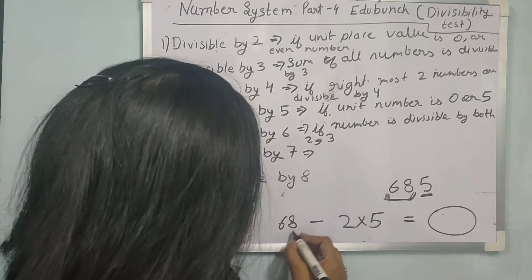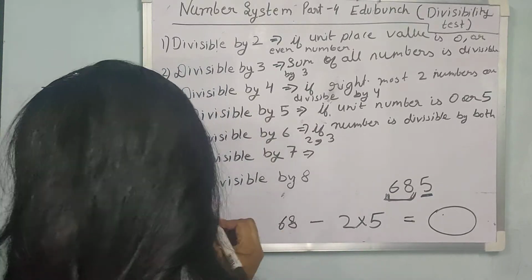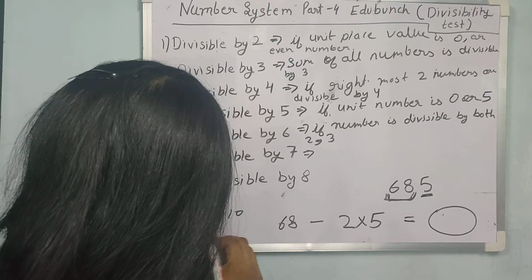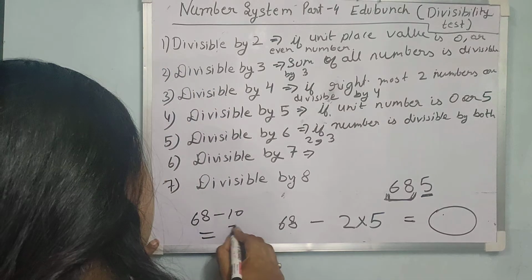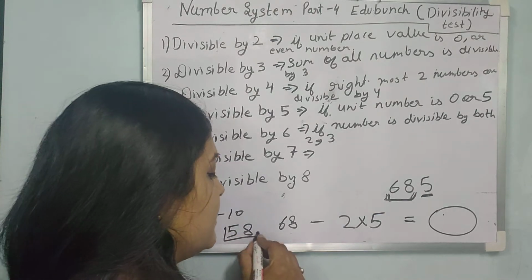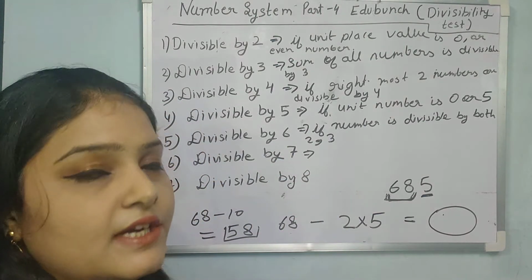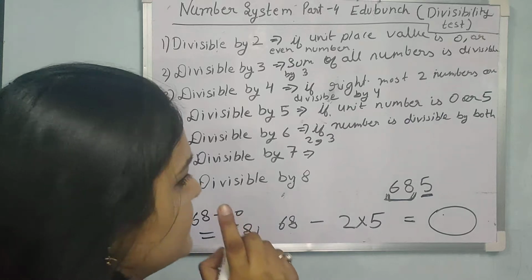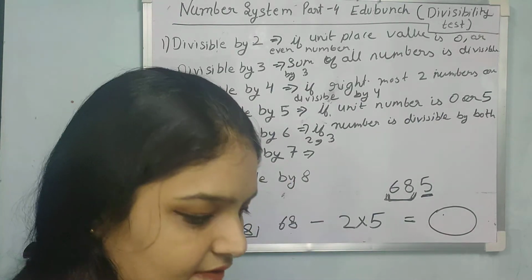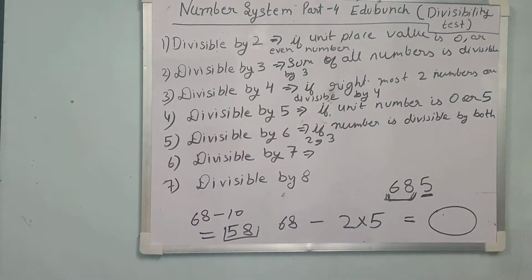So look here, 68. Subtracting 10, we get 58. But 58 is not a multiple of 7. So the condition is not satisfied. We can't say this number is completely divisible by 7. So we will take another example.